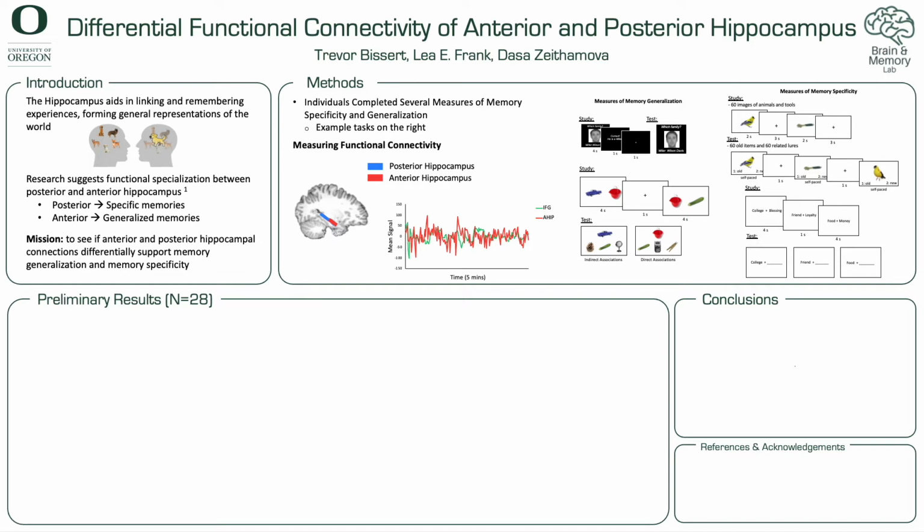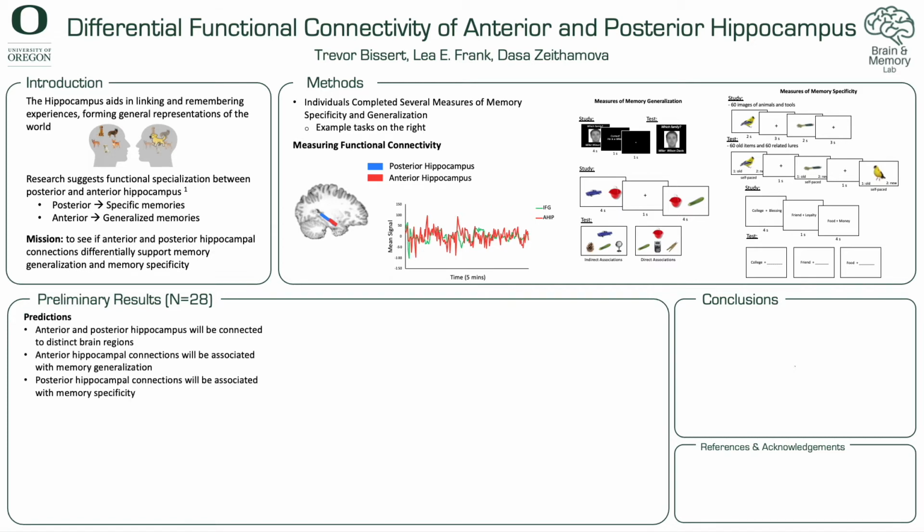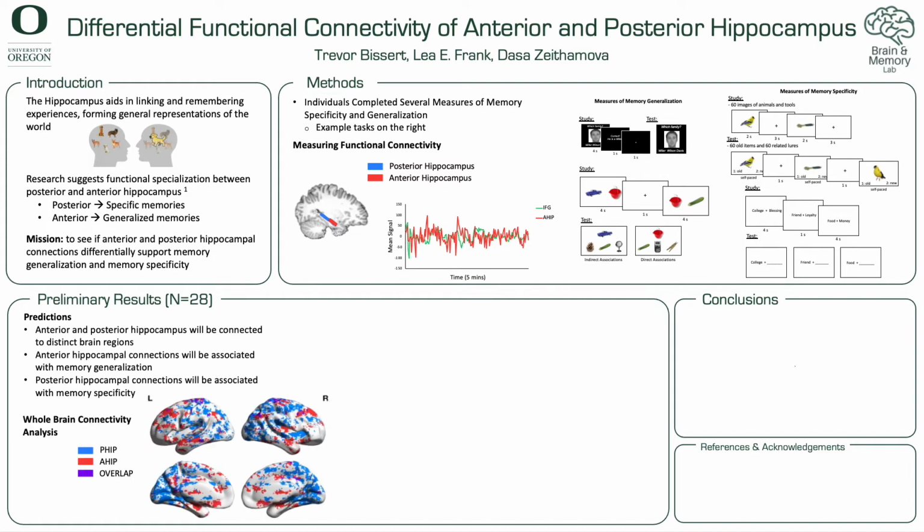We were able to measure functional connectivity using activity measurements and correlating them between the anterior and posterior hippocampus to find significant neural connections. We predicted that the anterior and posterior hippocampus would be connected to distinct brain regions, and that the anterior hippocampal connections would be associated with memory generalization, and that the posterior hippocampal connections would be associated with memory specificity.